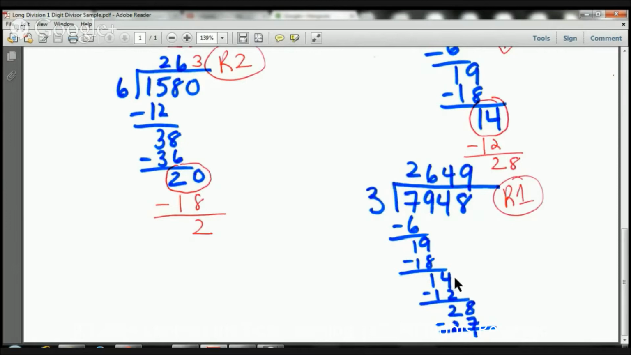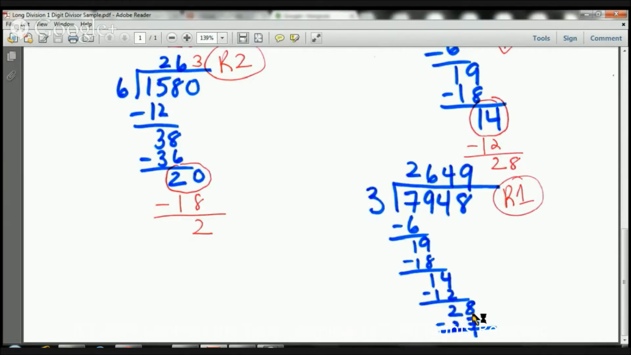3 times 4 is 12. I put my 12 right there. Now I do 14 minus 12 equals 2. And remember, let's drop this 8 down. Now I have 28. How many times can 3 go into 28?